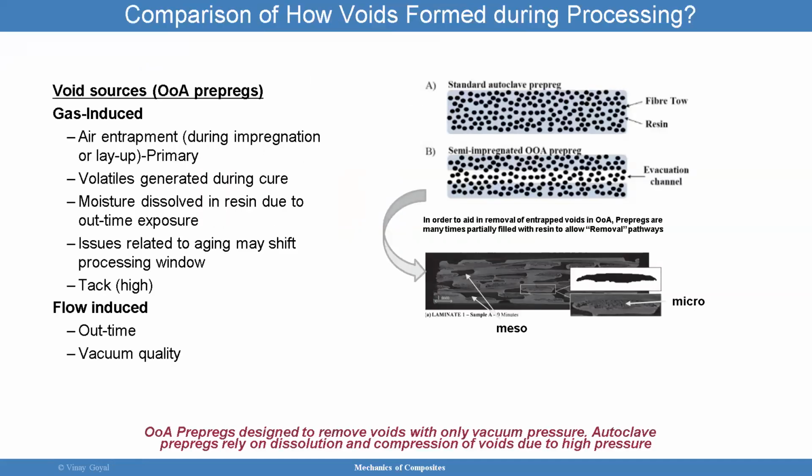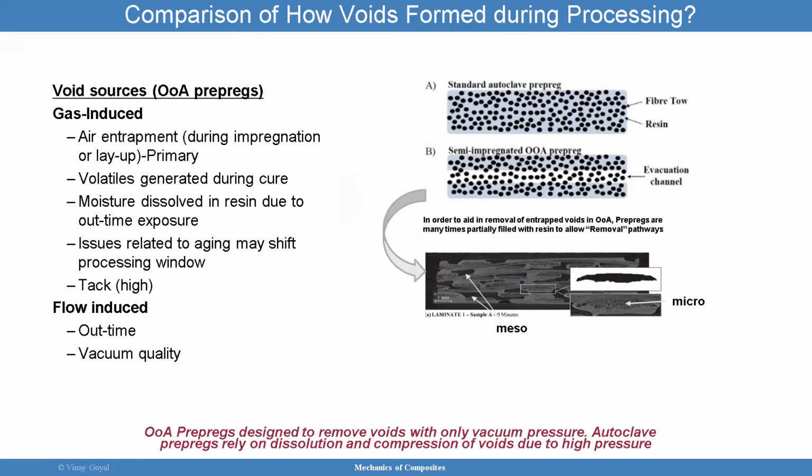So comparisons of how voids formed during processing. So these are standard autoclave prepreg. These are semi-impregnated out-of-autoclave. That's your evacuation channel to allow gases to escape. And in order to aid in the removal of entrapped voids in an autoclave, prepregs many times had to be partially filled with resin to allow removal pathways. So that's something to consider in these applications.